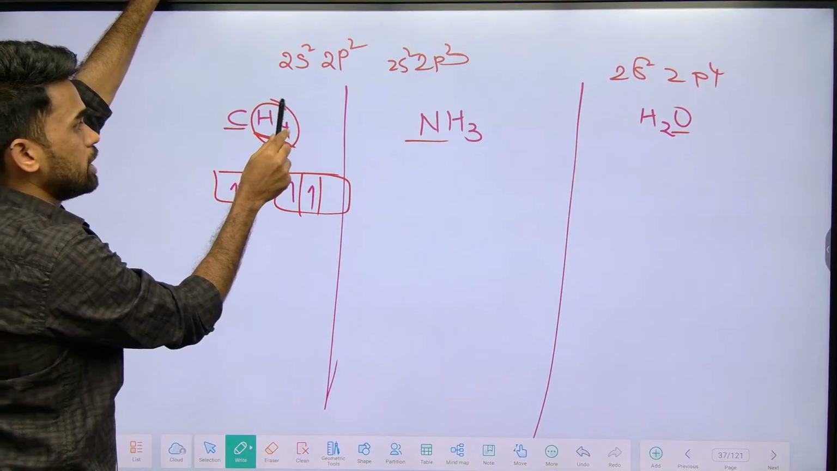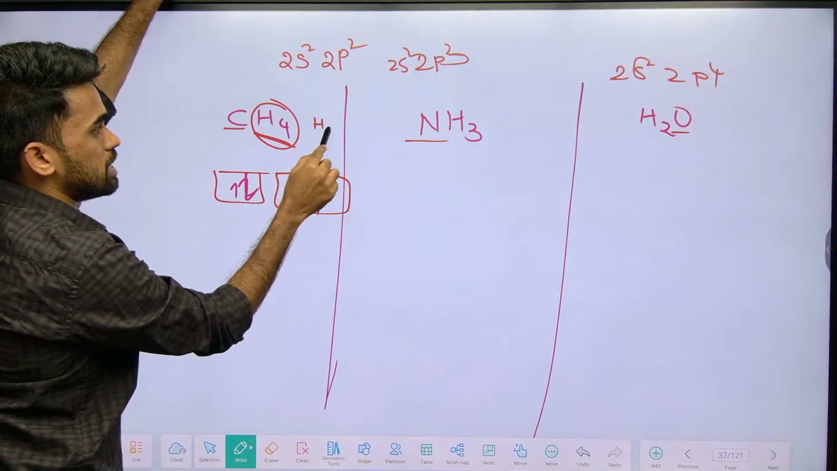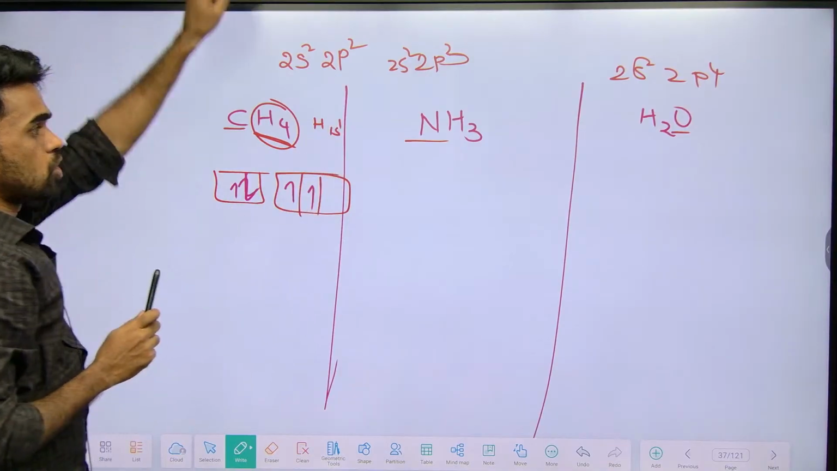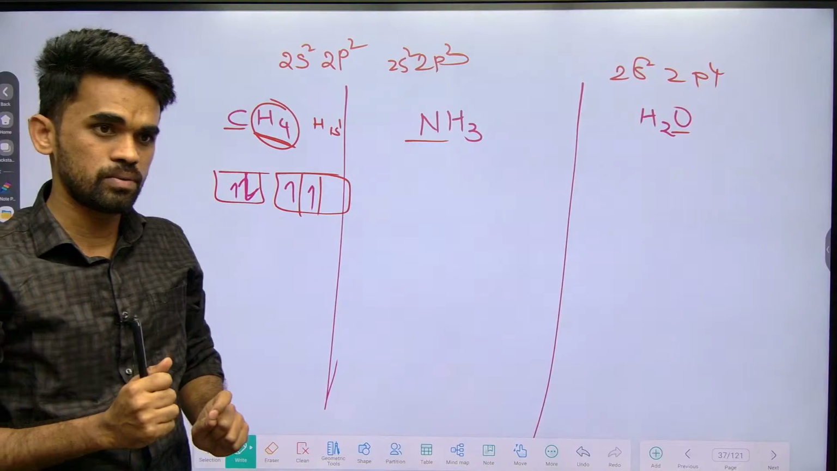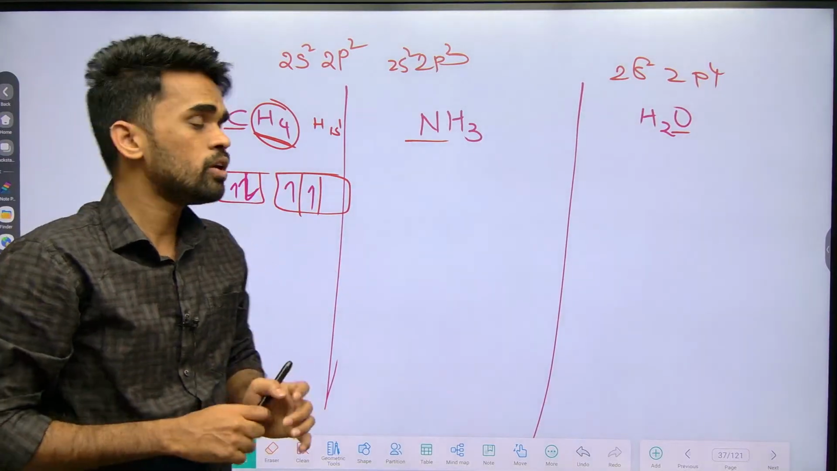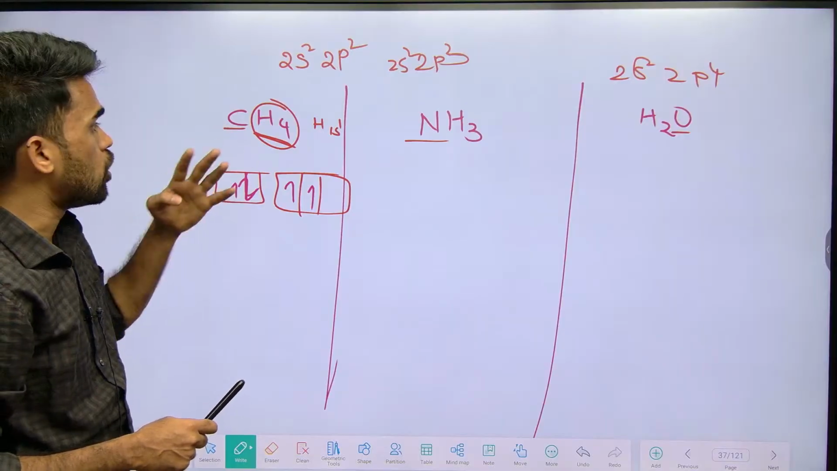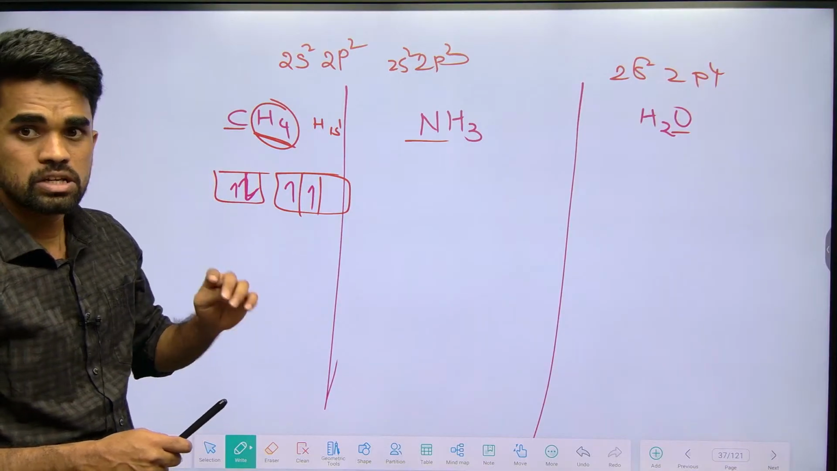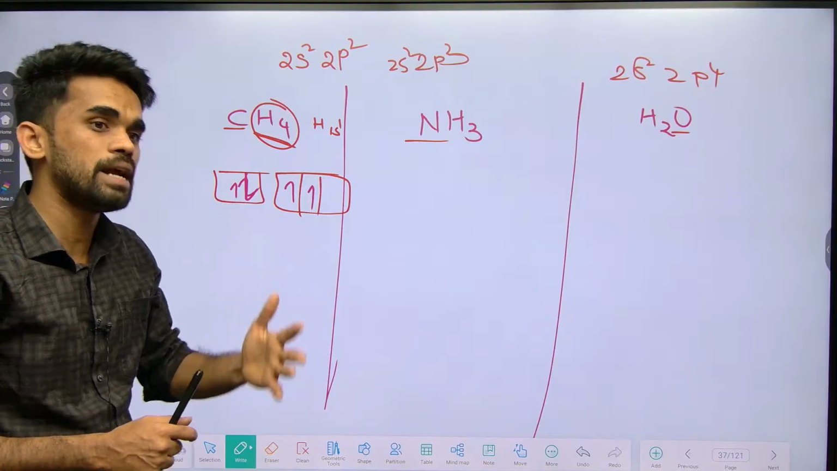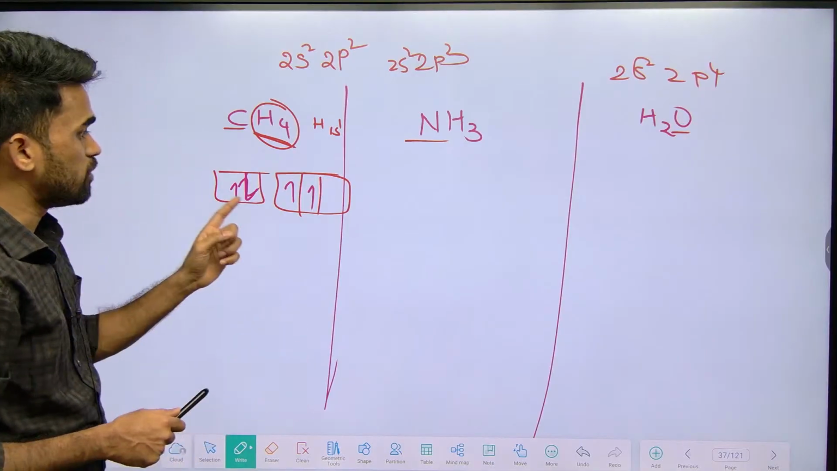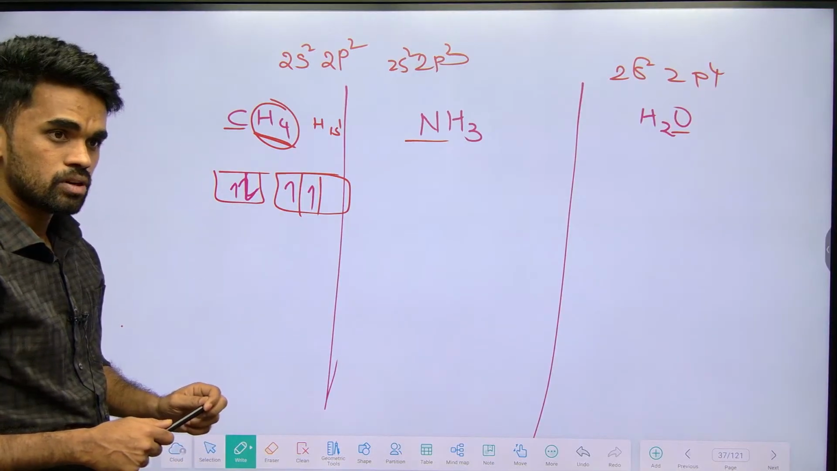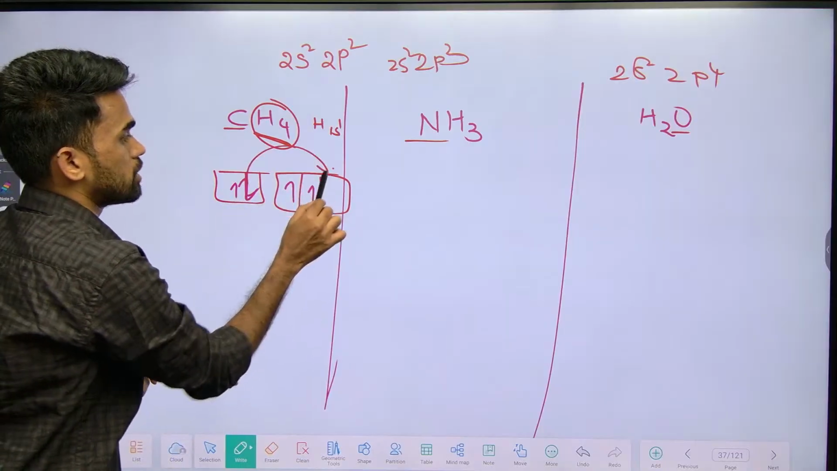See, in order to make... how many hydrogens are there here? 4. So each hydrogen has what electronic configuration? Hydrogen is 1s1. So how many electrons is hydrogen looking for? 1 more is required. So each hydrogen makes 1 bond with the carbon. Like that, how many bonds are required? 4 bonds. So it means carbon should have how many unpaired electrons? 4. But here if you see, how many are there? Only 2. So excitation of an electron takes place here.